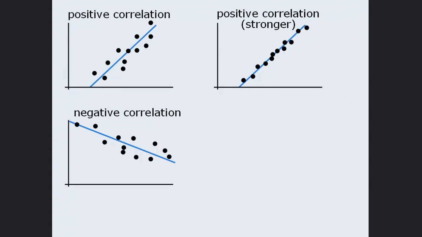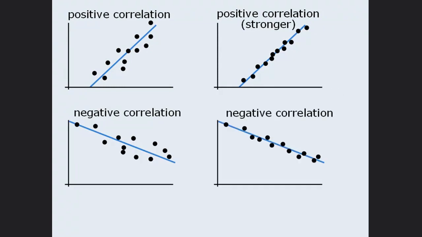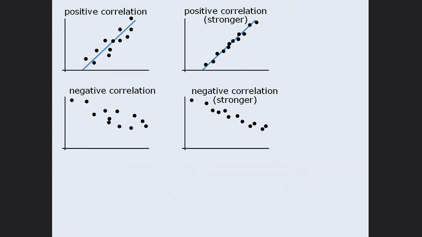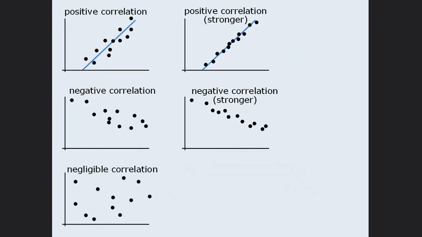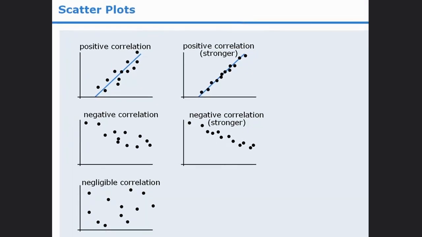Similarly, this scatter plot indicates a negative correlation between two variables, and this scatter plot indicates a stronger negative correlation. Now, as an aside, please note that we can say that one correlation is stronger even when the trend line is missing. Alright, finally, this scatter plot indicates a negligible correlation. Okay, that's pretty much all you need to know about scatter plots for the GRE.